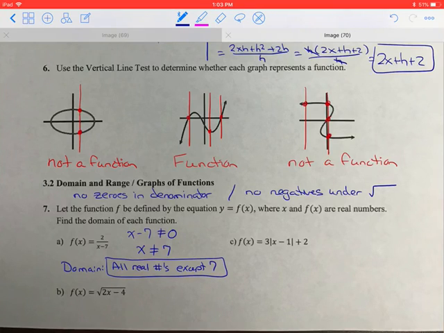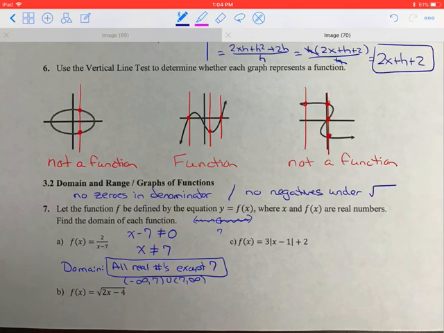If you did it in interval notation, let me write that up here. You would take your whole graph, except you would have a hole at 7, so you want everything but 7. So in interval notation, that would be negative infinity to 7, union that with 7 to infinity. So that's another acceptable way to write the domain for part A.